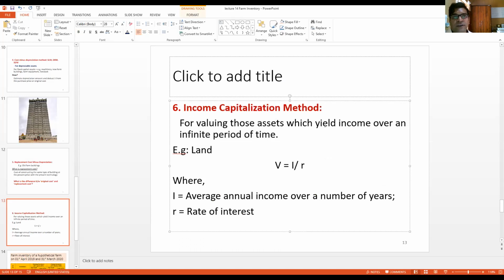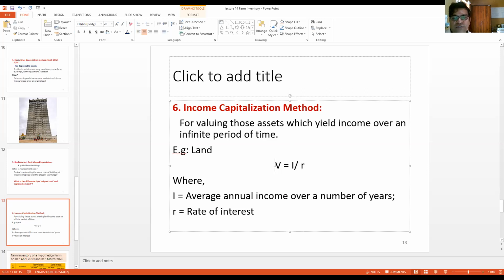Because we won't be able to estimate the depreciation of it, unlike a tractor or a power tiller, where we know the depreciation amount. But in land, how do we estimate depreciation? So the best way is the income capitalization method. The formula is very simple. You see, V equal to I upon R.